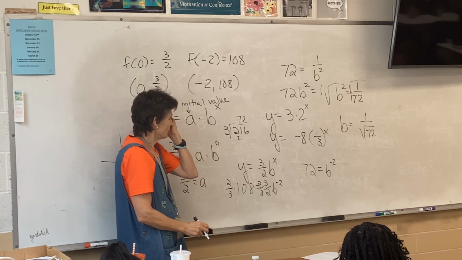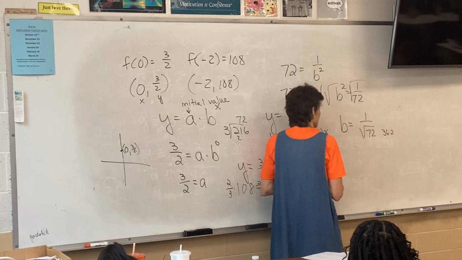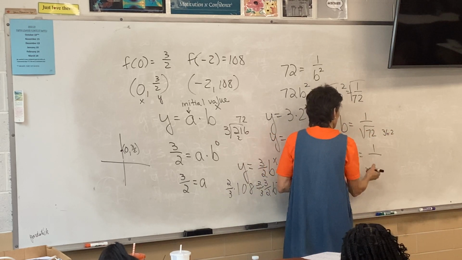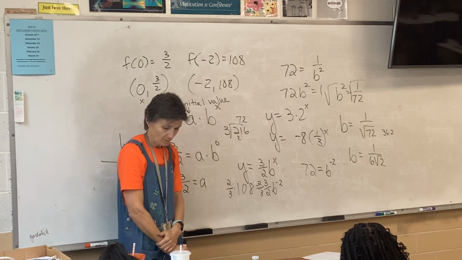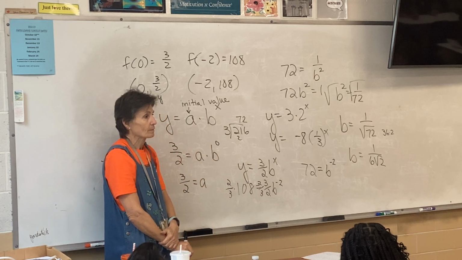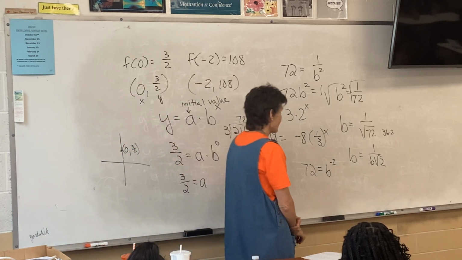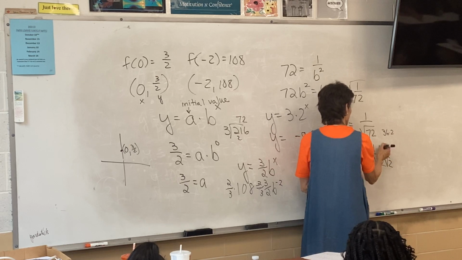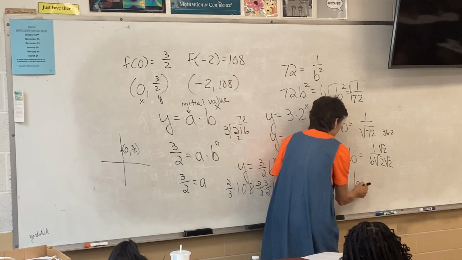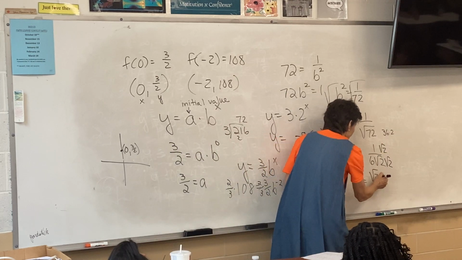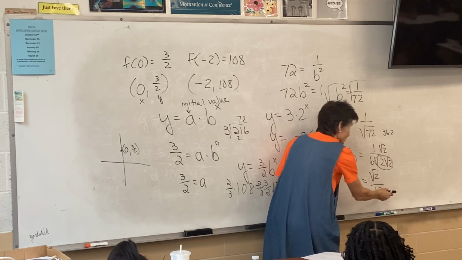Now, 72 is 36 times 2. So that's 1 over 6 root 2. Don't get lost in the arithmetic. Square root of 72, 6 root 2. And then if I'm not allowed to have radicals in the bottom, I'll multiply the top and bottom by the square root of 2. And finally, after all that, B is going to be the square root of 2 over, this makes a 2, so 12.